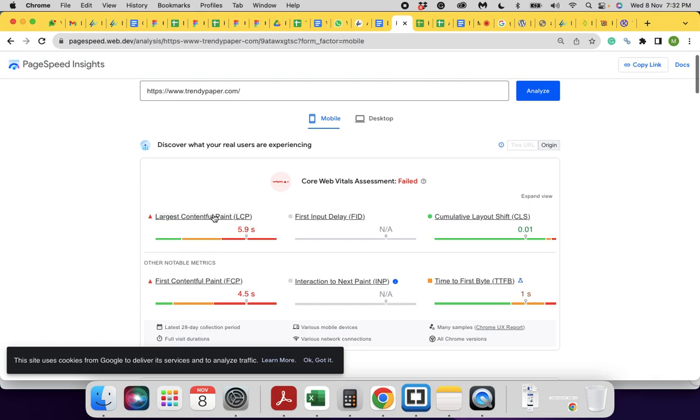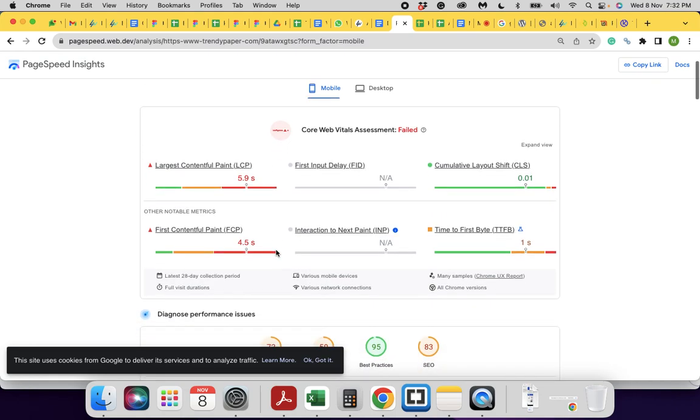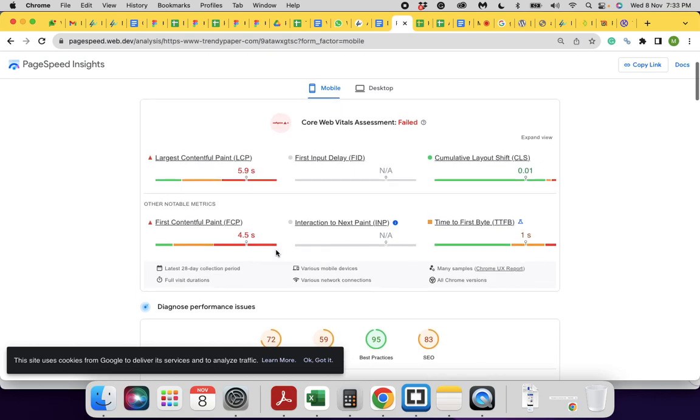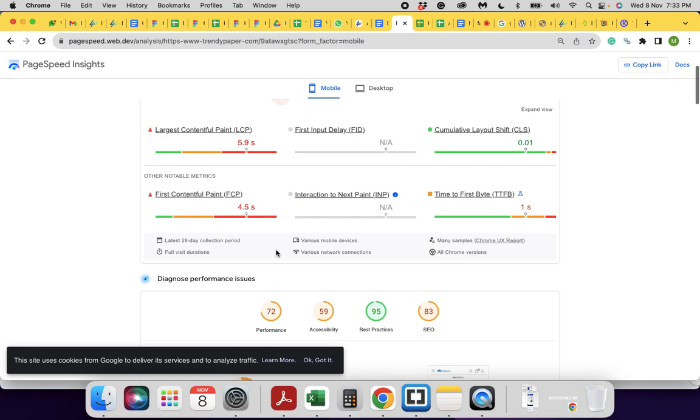LCP has to be a few milliseconds, and this is close to 6 seconds, which is a severe impact on the website. These kinds of websites will never perform on search engines, regardless of whatever effort you put in.